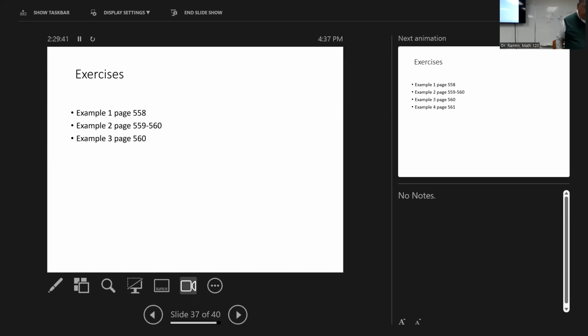Example 2, page 50. Okay, here it says, what will it cost to carpet a rectangular floor measuring 12 feet by 15 feet if the carpet costs $18.50 per square yard? Okay, so we need to find the area. All right, but we need to also convert it to yards.